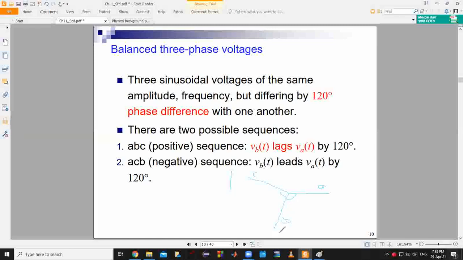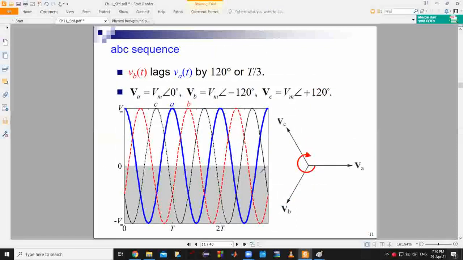So in the positive sequence VB lags VA, and in the negative sequence VA lags VB. We're going to see this. Here it is. So this is A, B, C. You label it A, B, C, and you go counterclockwise. So in this case, VB lags VA, and this is called the ABC sequence or the positive sequence. And they have a phase difference of 120 degrees.